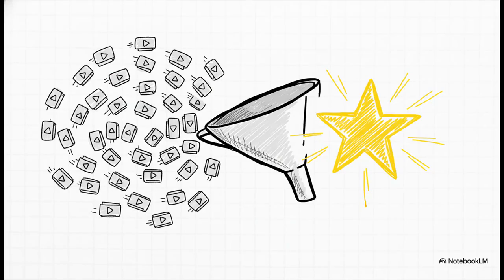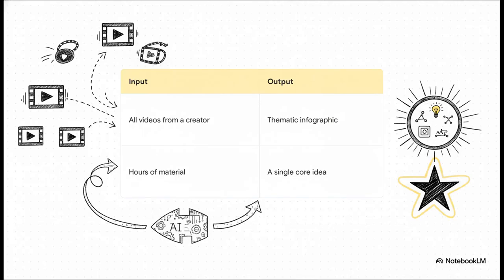Okay, for our last example, we're going big. What if your source isn't just one document or one video, but an entire YouTube channel with hundreds of videos and hours of content? You can actually give NotebookLM a whole collection of videos from a single creator. The AI will process all of it, synthesize hours and hours of content to find a central theme or a key teaching that pops up again and again, and then it builds a whole infographic around that core idea. I mean, the ability to find the signal in that much noise is just incredible.